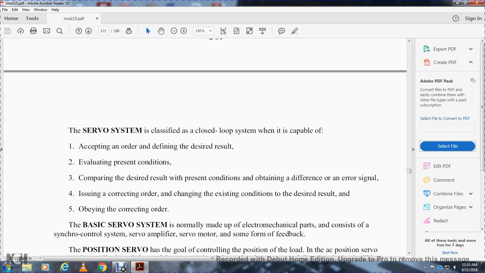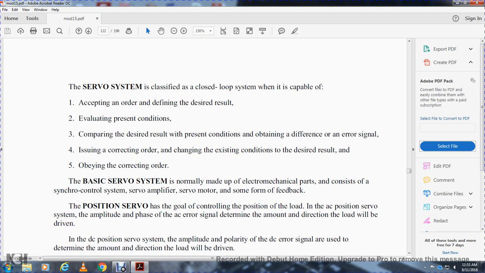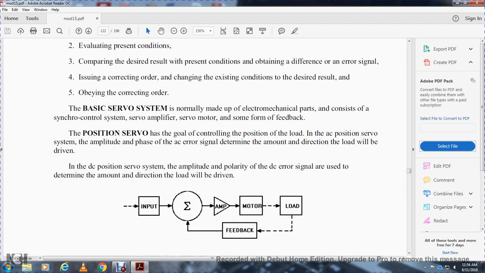The basic servo system is normally made with an electromechanical order that consists of the synchro control system, the servo amplifier, and the servo motor, with some form of feedback. The position servo has the goal of controlling the position of the load. In the AC position servo system, the amplitude and phase of the AC error signal determine the amount and direction the load will be driven. In the DC position servo, the amplitude and polarity of the DC error signal are used to determine the amount and direction the load will be driven.